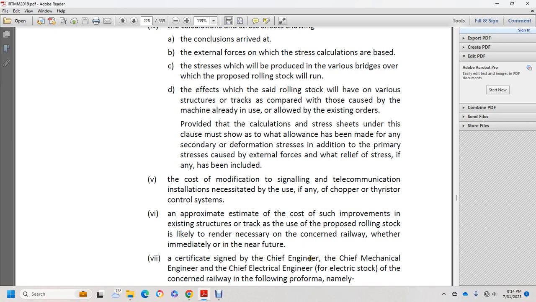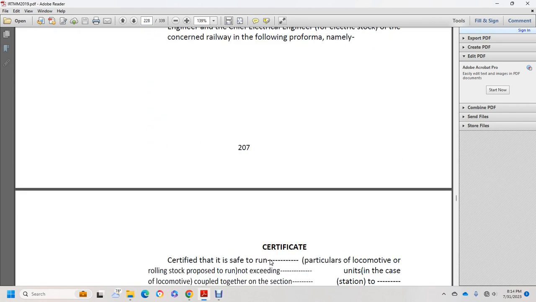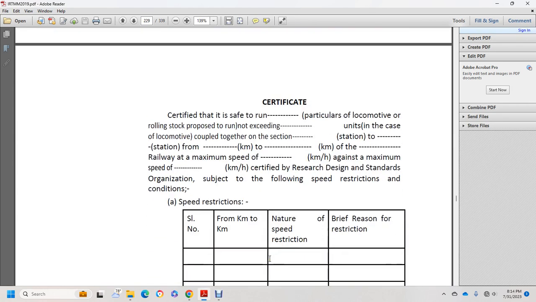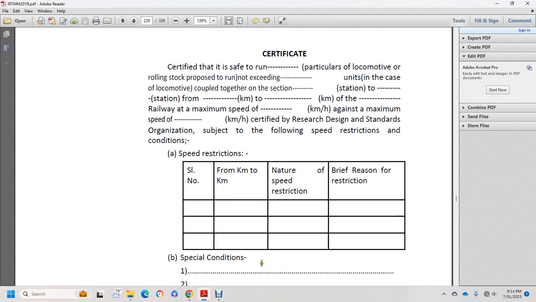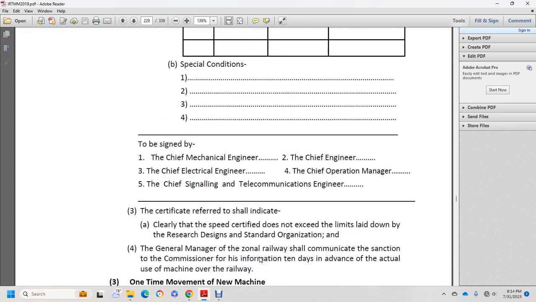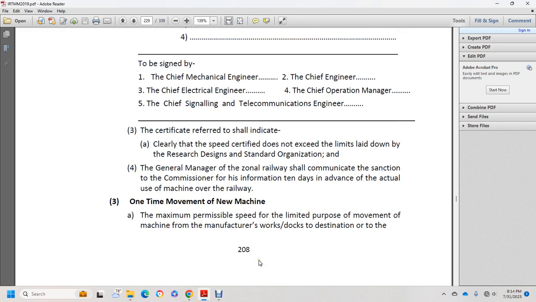7. Certificate chief engineer of the chief mechanical engineer, chief of the electrical engineer, electrical stock of the concerned railway of the following performer, namely certified certificate. Speed restriction for kilometer to kilometer, nature of the speed restriction, brief restriction with the special conditions. 3. The certificate required shall indicate clearly specify the speed. The certified does not exceed the speed limited to the research design standard organization.